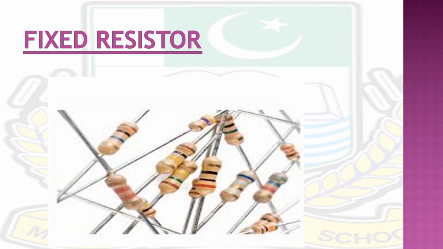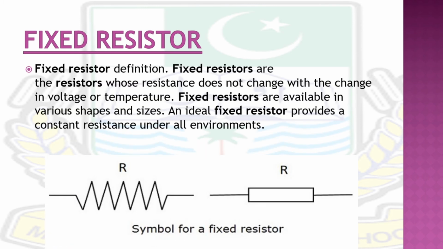Now there are some types of resistors, like fixed resistors and variable resistors. First we have to see what fixed resistors are. Fixed resistors are the resistors whose resistance does not change with the change in voltage or temperature. Fixed resistors are available in various shapes and sizes. An ideal fixed resistor provides a constant resistance under all environments. And you can see the symbol for a fixed resistor in the diagram.